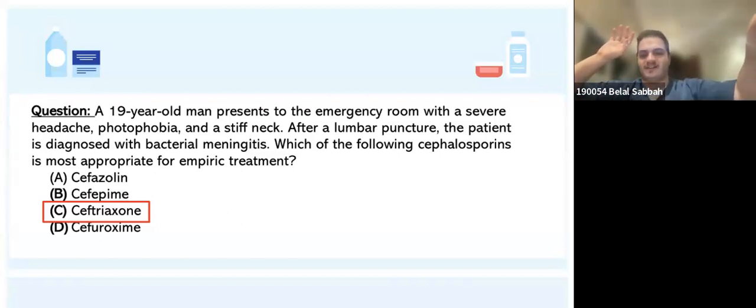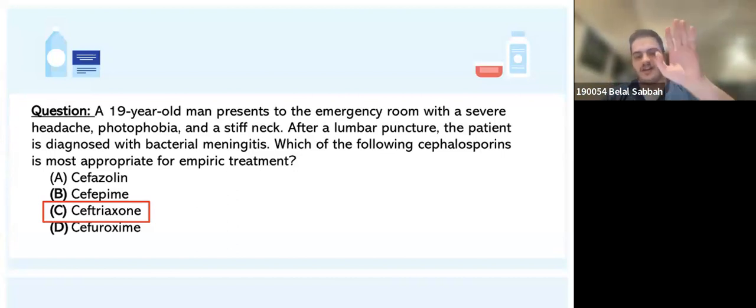That's why you give vancomycin as well, by the way. So the treatment for bacterial meningitis is vanco plus ceftriaxone. Vanco for just in case it's one of those superbugs like MRSA, and then ceftriaxone for the common, third generation kind of coverage. Do you guys understand what I'm trying to say? If not, I can re-explain it.